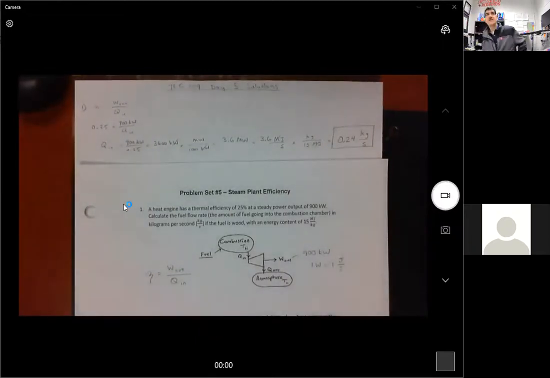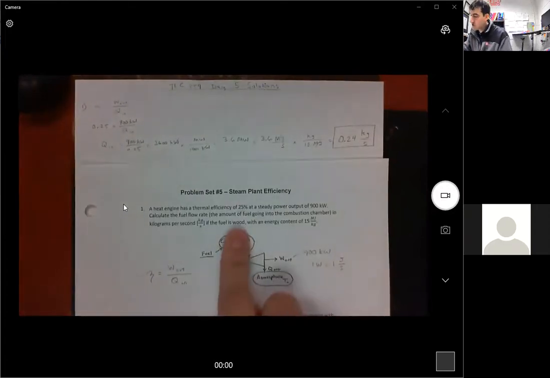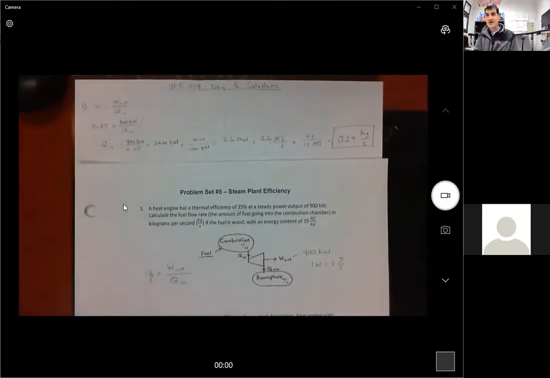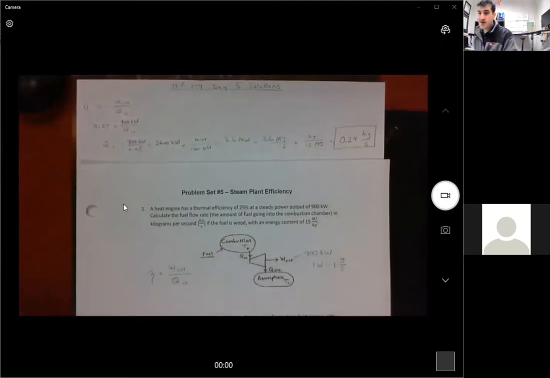So about every, I like to think about this in my head, about every 4 seconds, we need to be throwing in a log of wood that's about 1 kilogram. All right, so that seems kind of reasonable, right? I mean, if this is a power plant with 900 kilowatts output, that seems kind of reasonable that we should be throwing a log into the combustion chamber, whatever is happening up here, about every 4 seconds. So that seems reasonable.